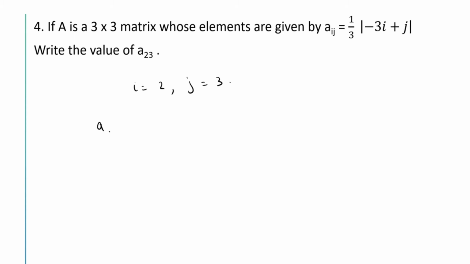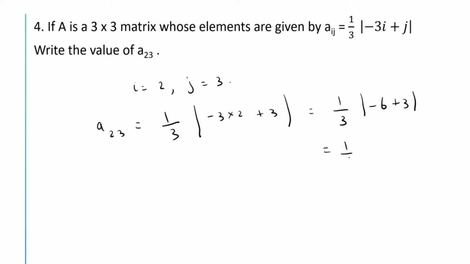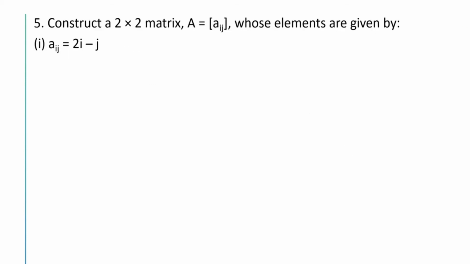So in this case, A23 will be equal to 1 by 3 mod minus 3 into 2 plus 3. So it is equal to 1 by 3 mod minus 6 plus 3, or 1 by 3 into mod minus 3, which will be 3. It is equal to 1. Therefore, A23 is equal to 1. The next question.